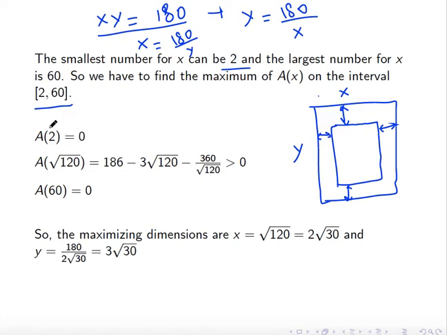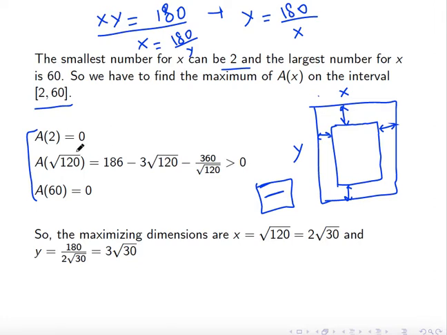Now, if we use the strategy that you learned to find maximum and minimum on a closed interval, we have to evaluate the endpoints, and we have to evaluate the function at the critical numbers, and here the only critical number was square root of 120. If you evaluate all of this, the area when x equals 2 is 0, because remember, the funny thing is that if this is 1 inch, and if x is 2, it means that we will not have a rectangle, we'll have a line.